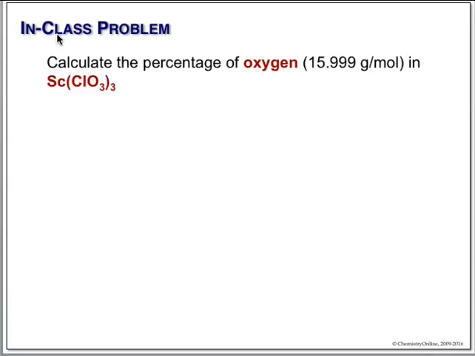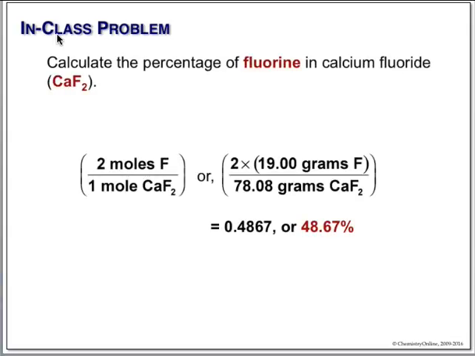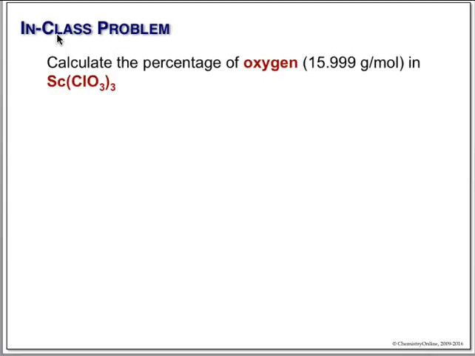Let's do another one. We have 2 fluorines, so we have to multiply 19 by 2. And then we divide by our 78. What is this stuff? Well, it's scandium. What's the charge on scandium? Well, chlorate is a minus 1. We have 3 of them. So this must be scandium 3 chlorate. And its molar mass is 295.3.